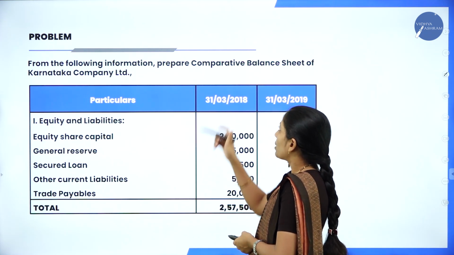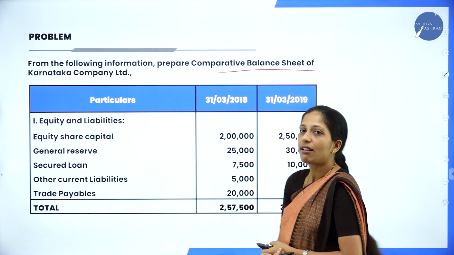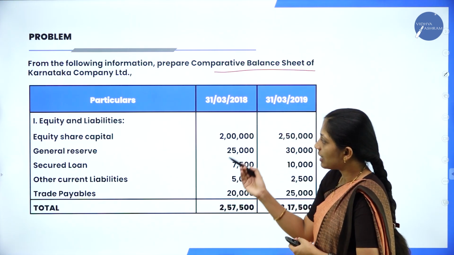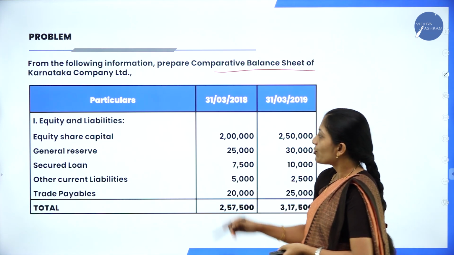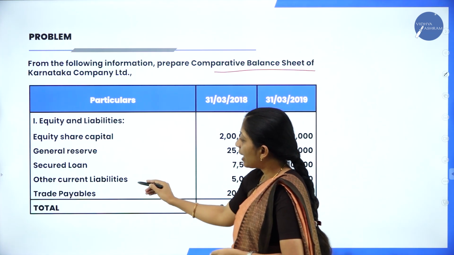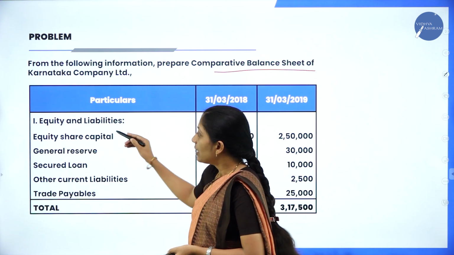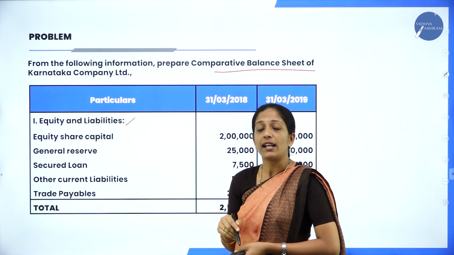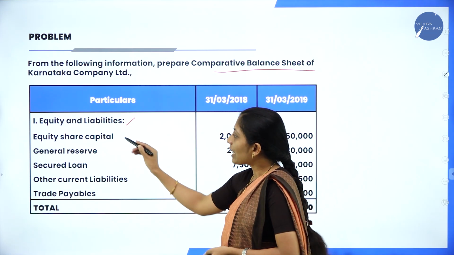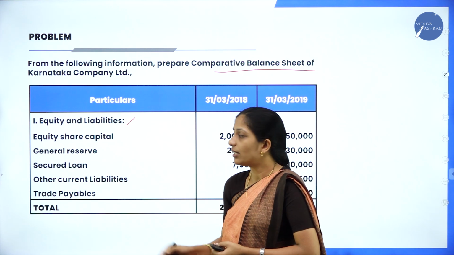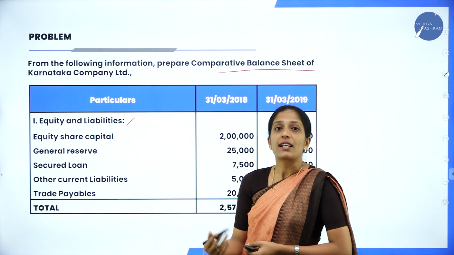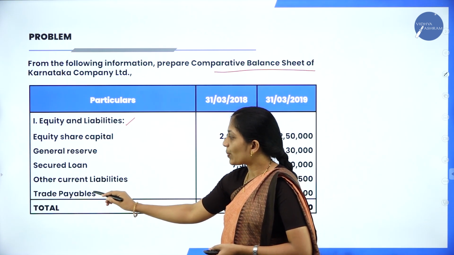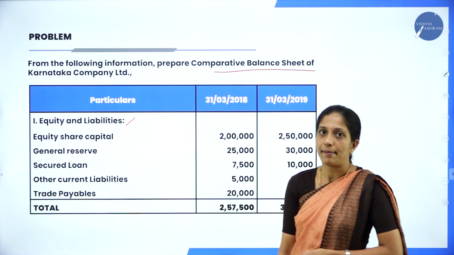From the following information, prepare a comparative balance sheet of Karnataka Company Limited. They have given the particulars, equity and liabilities. Under that, we have equity share capital, general reserve, secured loan, other current liability, trade payable. Now, how do you write the headings? Equity and liabilities, under that first one, shareholders' funds. Under that, A, equity share capital, B, general reserve. Now, where does secured loan come? Under non-current liabilities. Current liabilities, we have trade payables and other current liabilities.